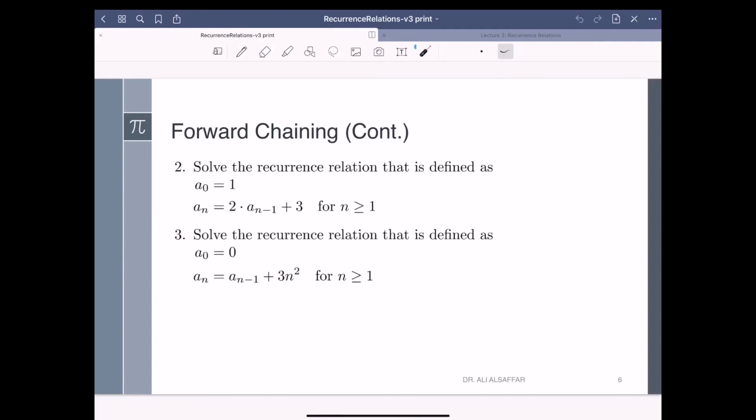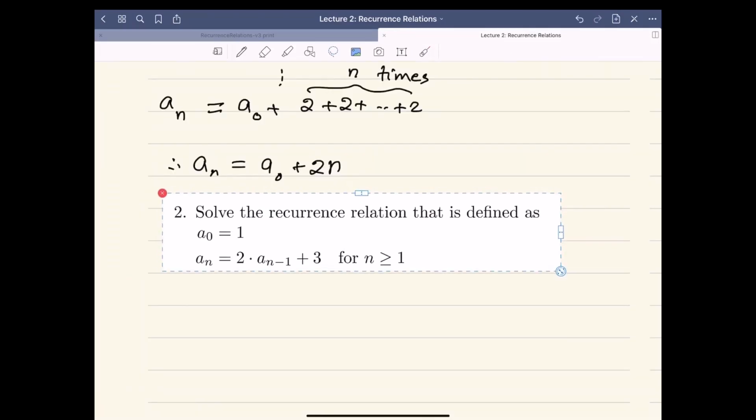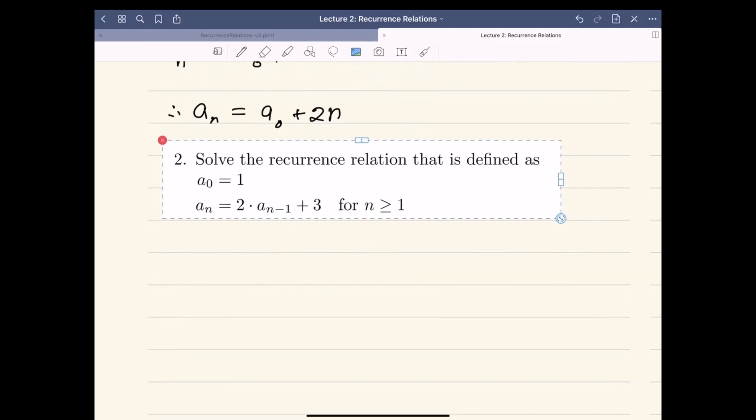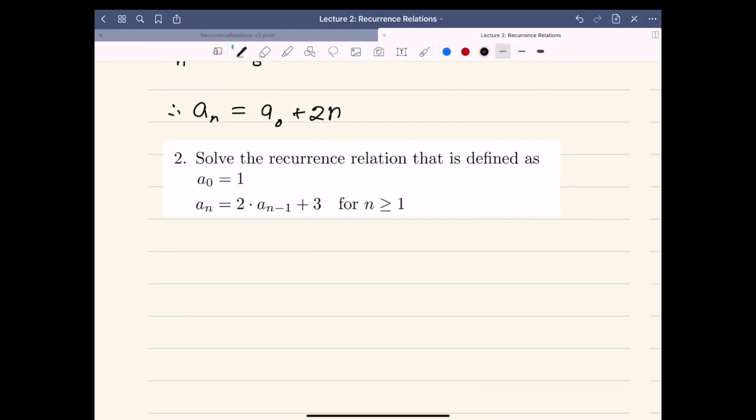As another example, we are going to solve a couple of these examples. We have an initial value, a0 equal to 1, and the recurrence relation: an equals 2 times the previous value an minus 1, plus 3. Let us find some of the terms from the beginning.